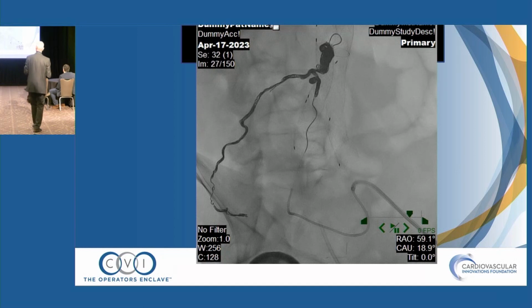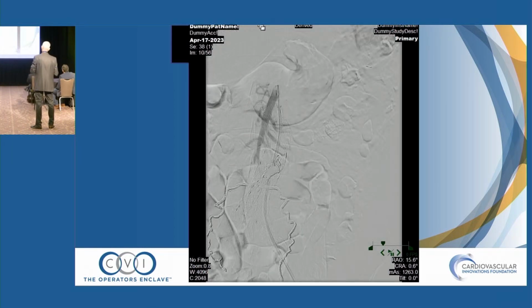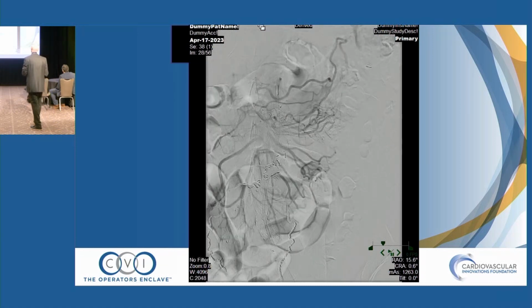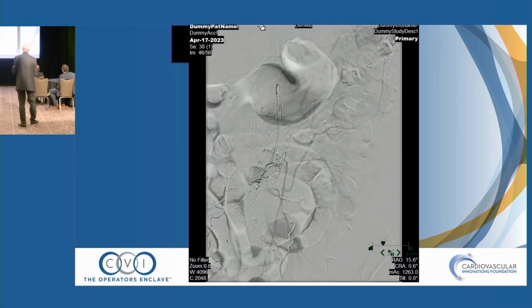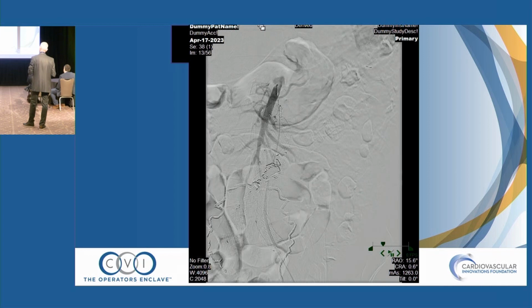So we went over to the left side, did the same thing. You can see we're sliding these little worm-like things up. And then we went up to the SMA. This is a little trickier to follow. Those of you who are familiar with the meandering mesenteric artery, this is a little later shot of that.